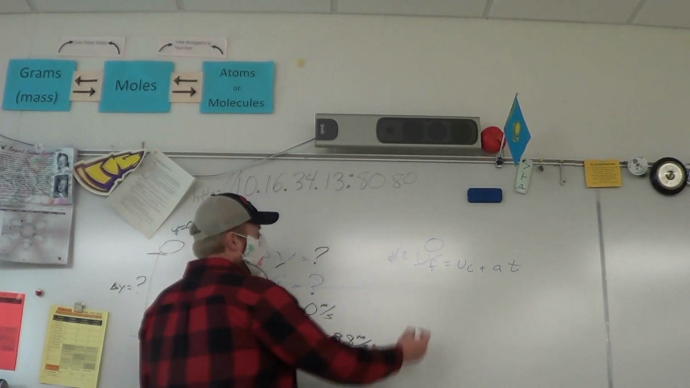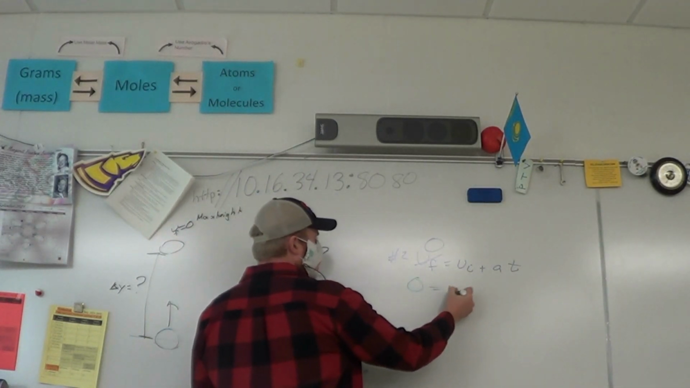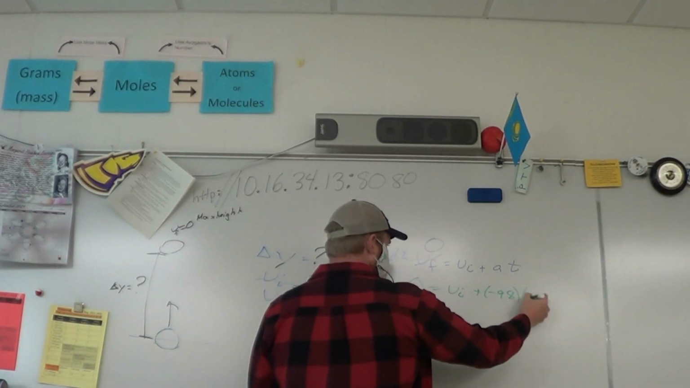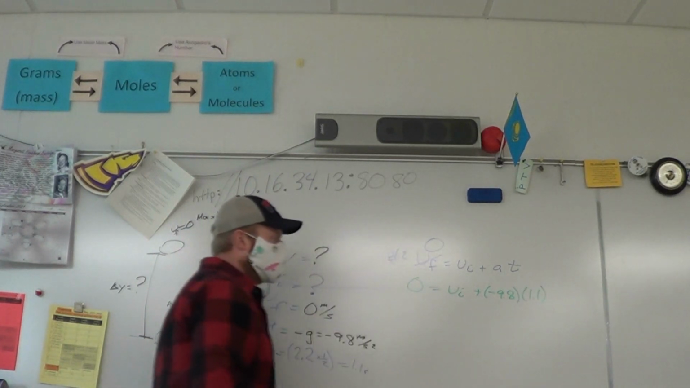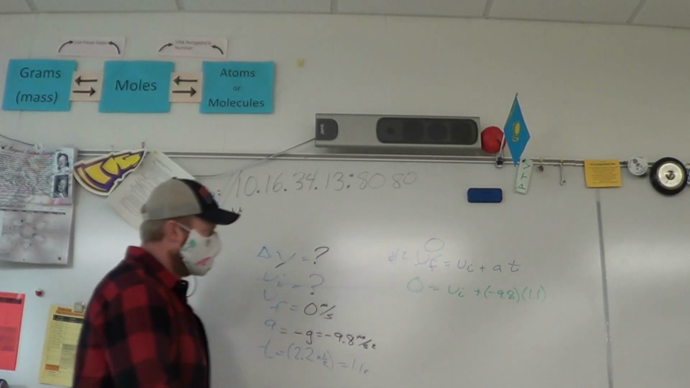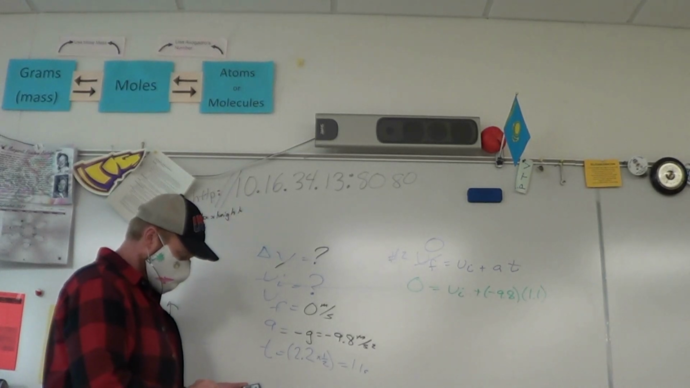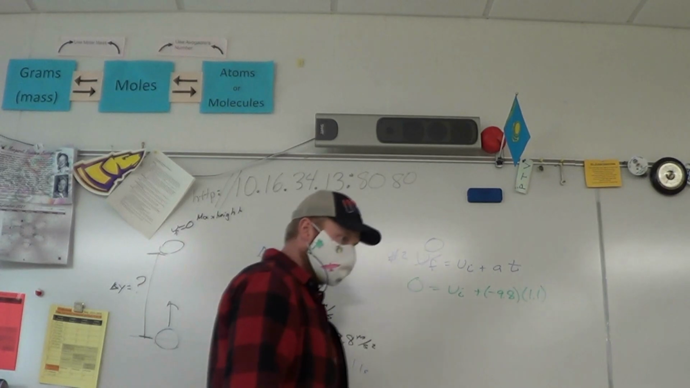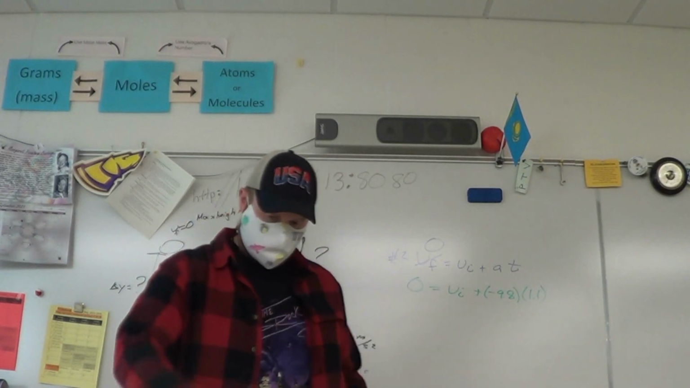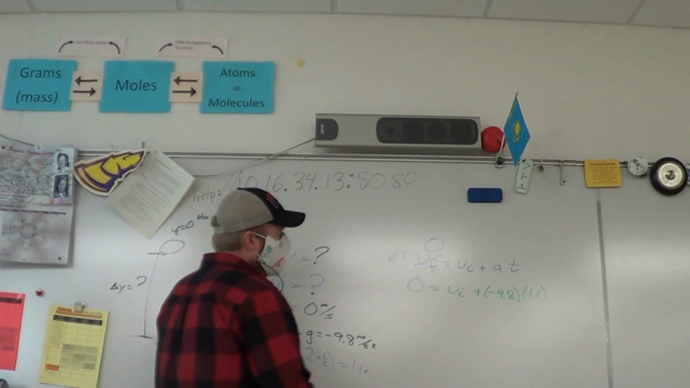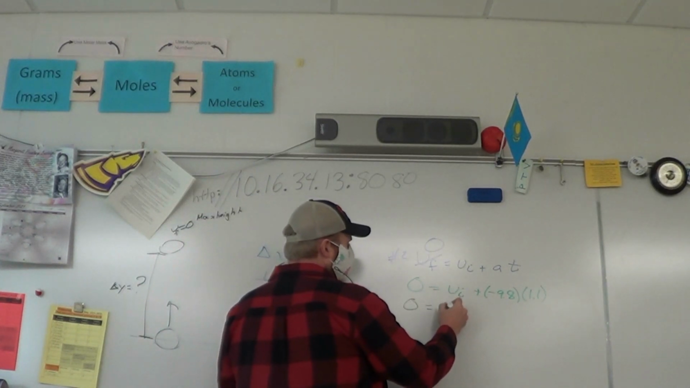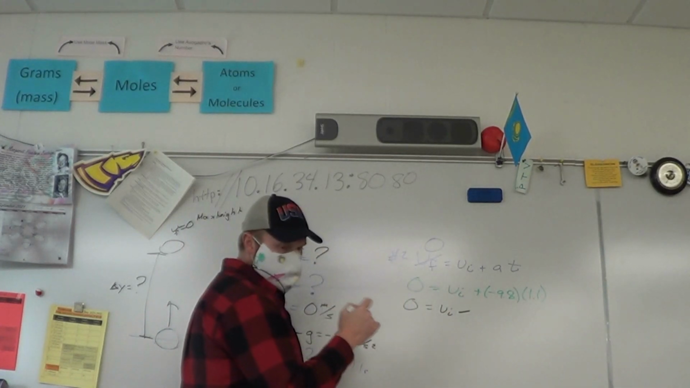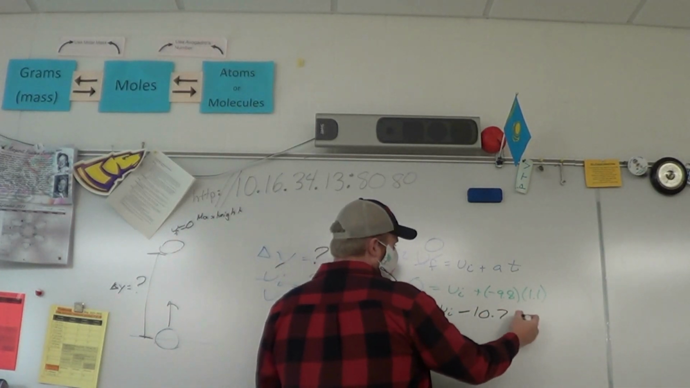So 0 is equal to VI plus negative 9.8 times my t of 1.1. So we get 0 equals VI plus a negative, so I'm just going to say minus. It's going to be minus 10.78.